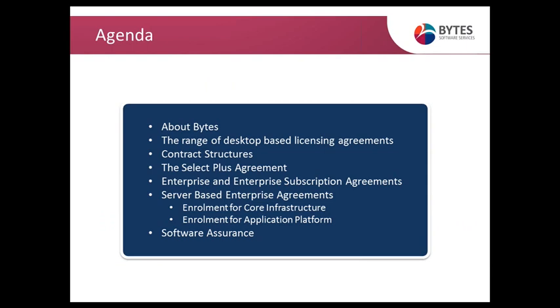There are two different sides to the enterprise agreements. First, we've got the desktop-based enterprise agreement, known as the enterprise agreement and the enterprise subscription agreement, and we're also going to cover two of the server-based enterprise agreements, the enrollment for core infrastructure and the enrollment for the application platform. And finishing off, we'll just cover briefly some of the benefits of software assurance, because software assurance is part and parcel of these enterprise agreements.